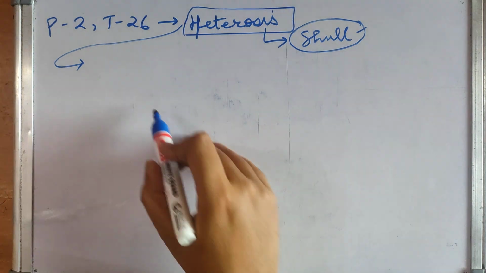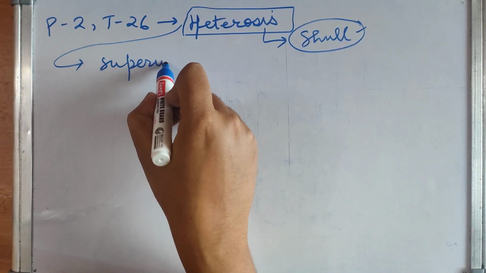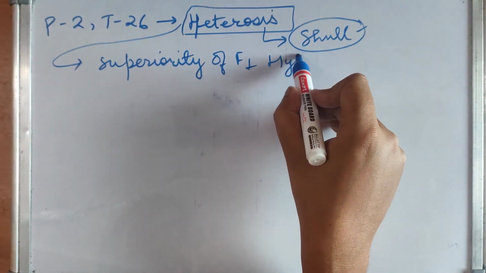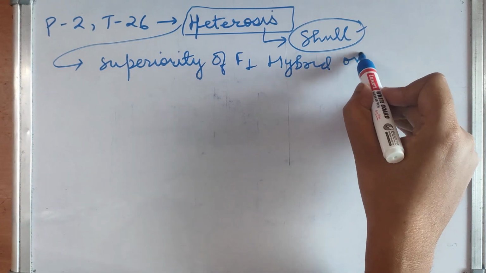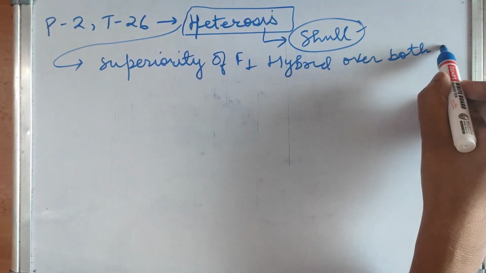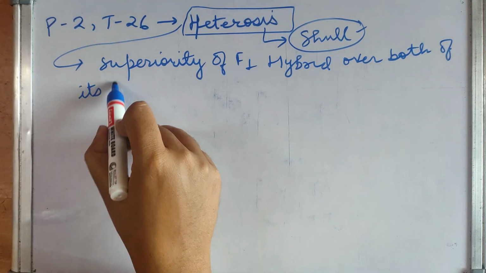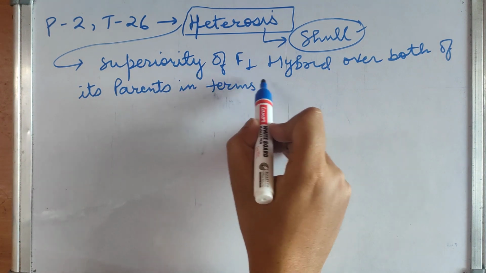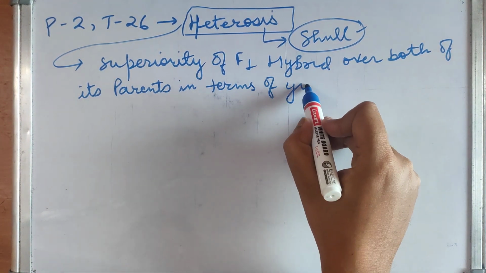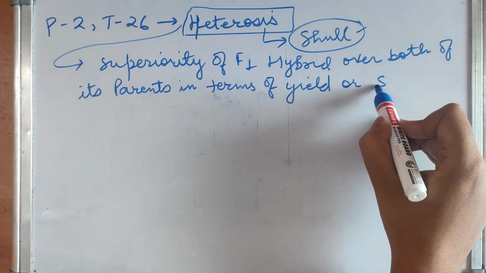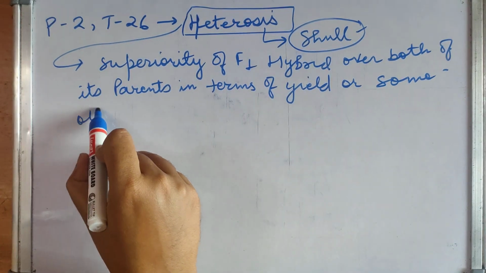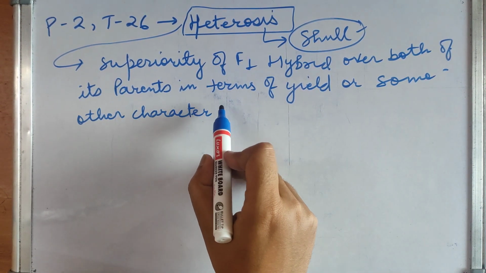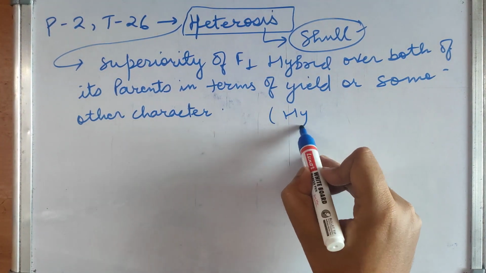What is heterosis? It is defined as the superiority of F1 hybrid over both of its parents in terms of yield or some other character. It is also known as hybrid vigour.